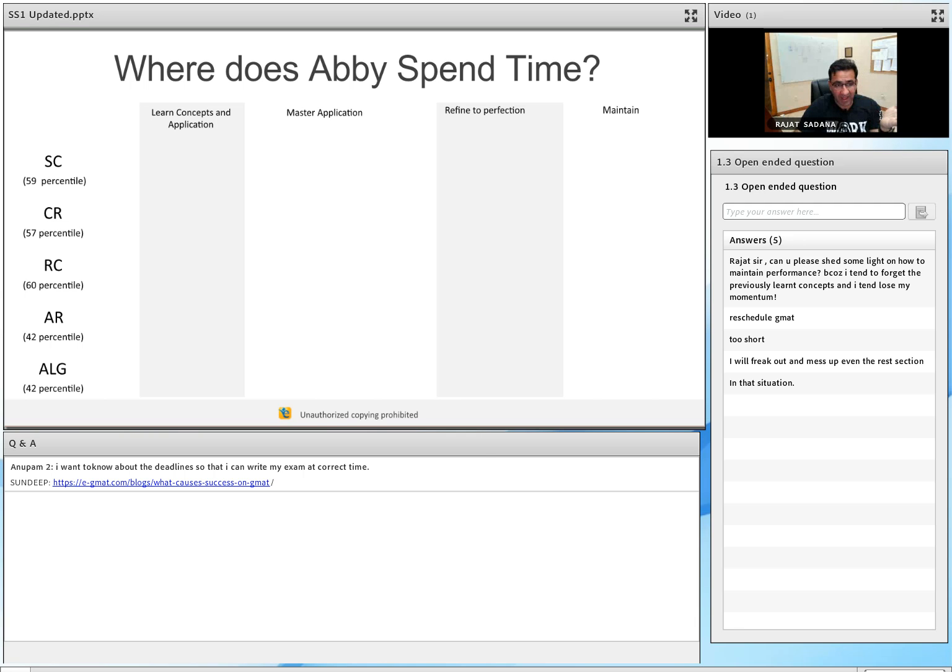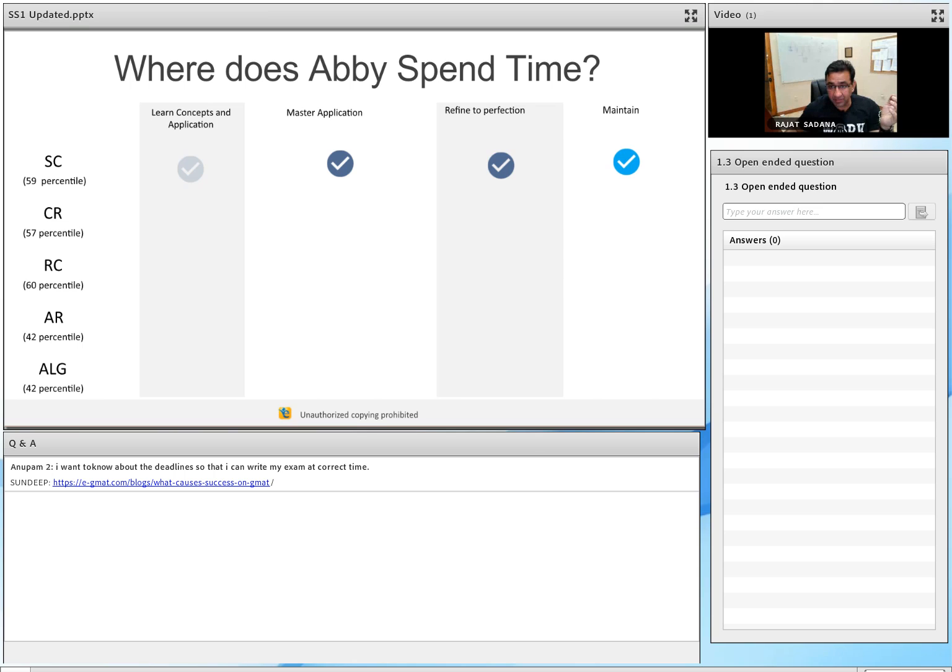So where does Abby spend her time? Now remember, you have Abby's starting percentiles over here. Her starting percentiles in SC, CR and RC are around that 60th percentile. So will she be learning concepts? No, she's not going to be learning concepts. She already knows most of the concepts. That's what her ability indicates. So she's going to really focus on mastering application, refining to perfection, and maintaining that.